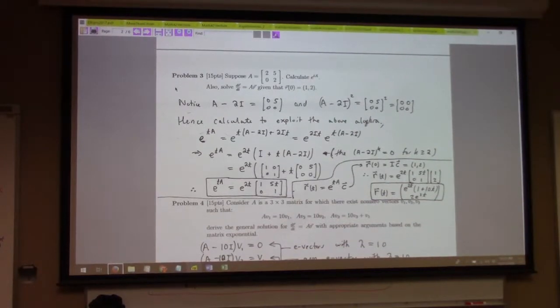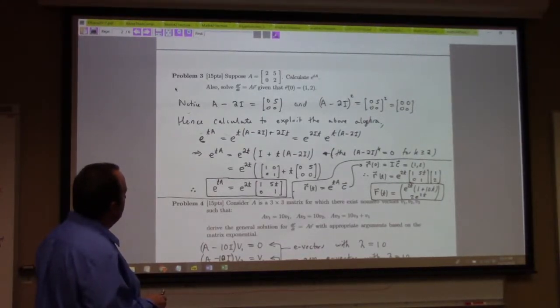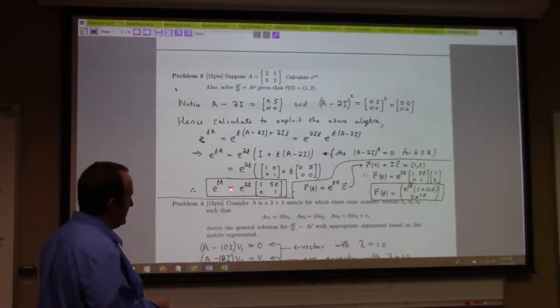All right, here is another one. Calculate e to the tA, where A is [2 5; 0 2]. Let's see here. So what did I do? Figured out A minus 2I is that, and then that squares to 0. So then that allowed me to just calculate it like that.